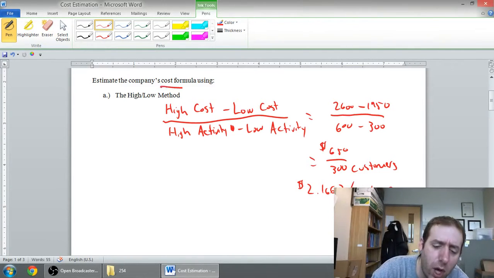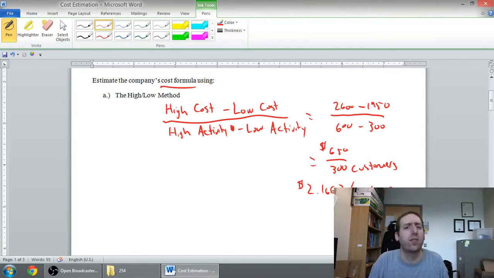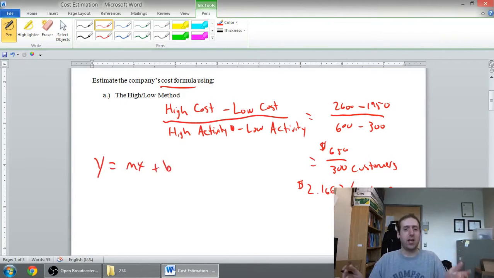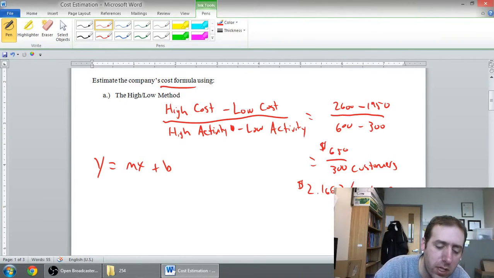Okay, but it's looking for a cost formula. When we use the term cost formula in accounting, we're asking for that formula for a line. And this is going back to basic algebra, high school algebra, early university algebra, linear programming. Maybe it's not algebra now that I think of it. I'm not sure. Anyway, the formula for a line is y equals mx plus b. You might see it stated y equals a plus bx or something else. I like y equals mx plus b. That's what I learned.